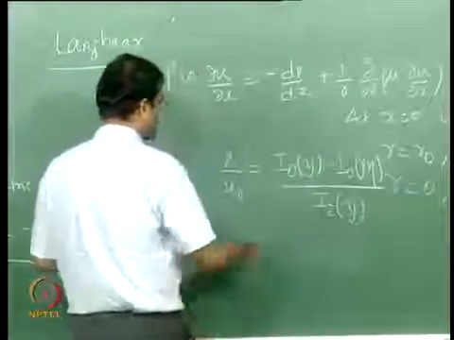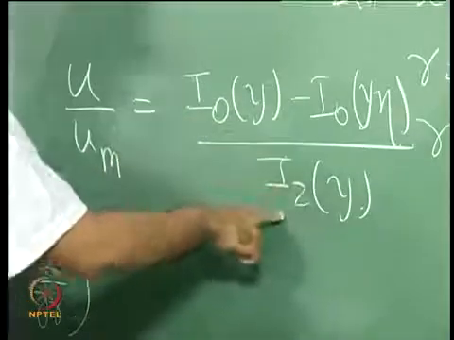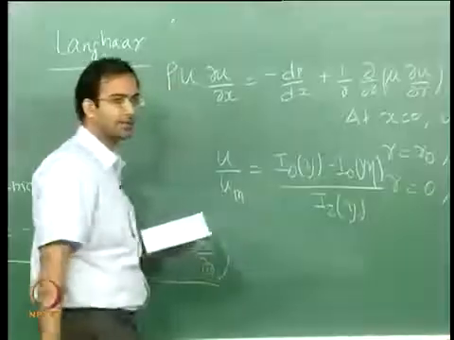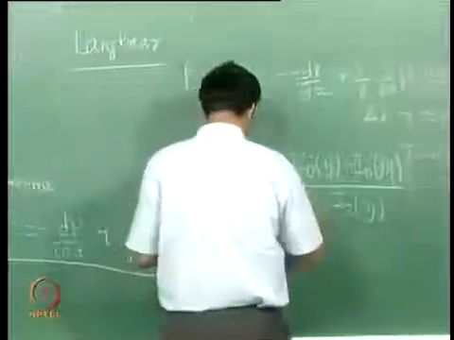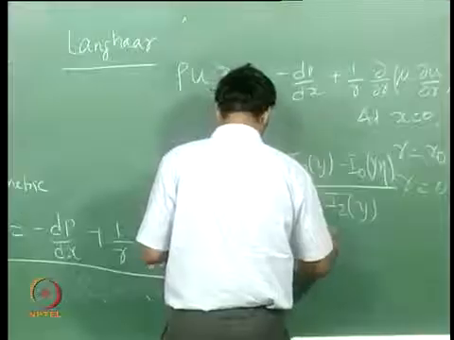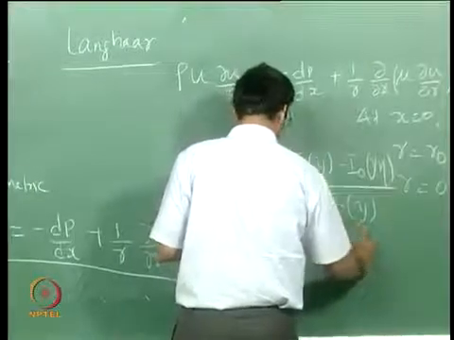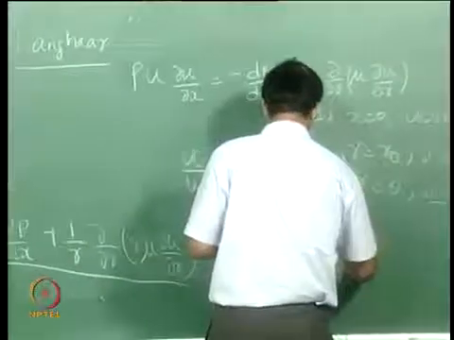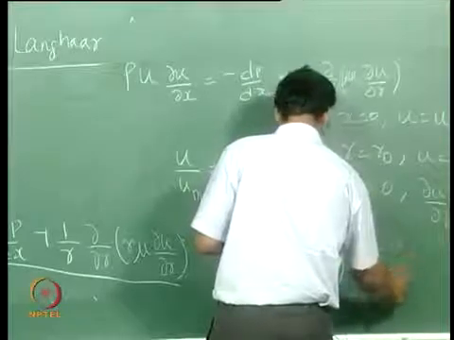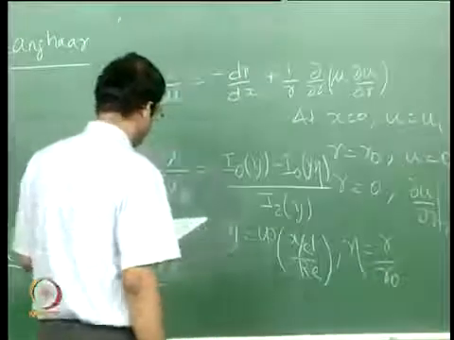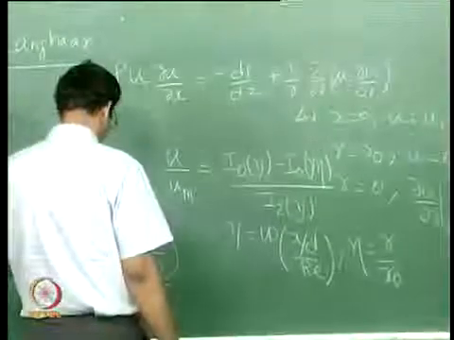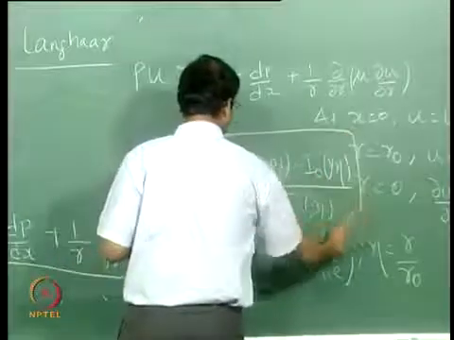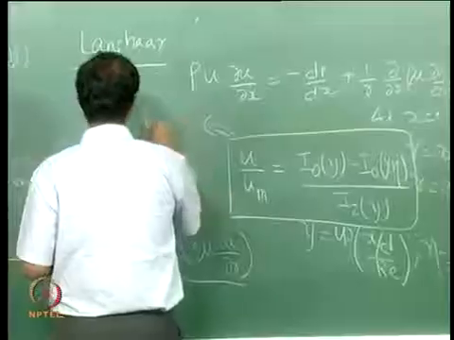Okay, so these are the Bessel function of the first kind 0th order, and the Bessel function of the first kind 2nd order. So here gamma is basically some function of x by d by Reynolds number, and your eta was r by r naught. So this was his velocity profile. This is also called the Langhaar velocity profile.